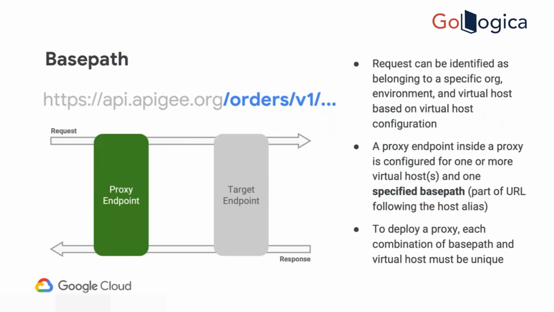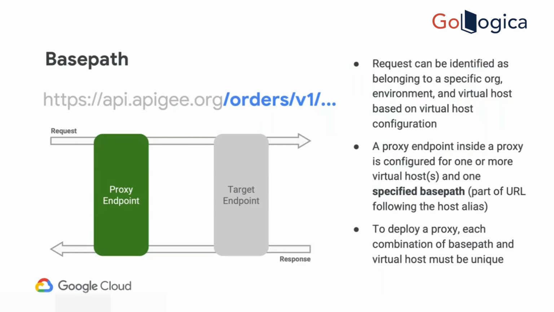But within an environment, usually we don't support multiple virtual hosts or multiple domain names. For one environment, usually one domain we define. For example, for the dev environment, it will be api-dev.company.com. For test, it will be api-test. For production, it will be api.company.com, like this. So one virtual host is usually kept for one environment.